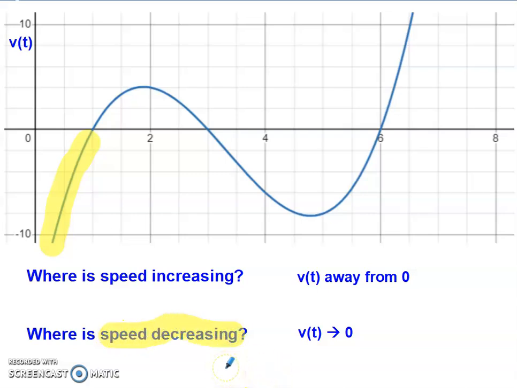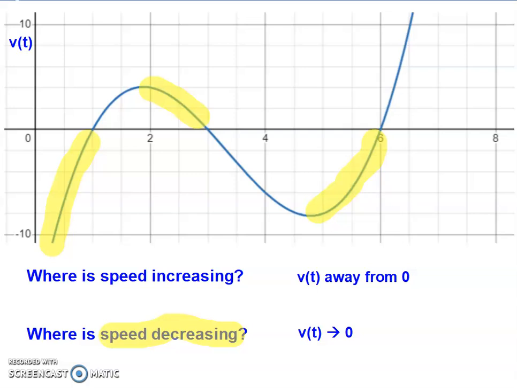Now, are there any other portions of this velocity graph where the graph is moving toward the horizontal axis? And if you think about the stretch of the graph from here to here, there's another stretch of the graph where the velocity is moving towards zero. We're moving away from zero here, but then on this interval here, we're moving back toward zero. So I think on those three intervals, speed is decreasing. How do we know? Velocity is moving towards zero on each of them.